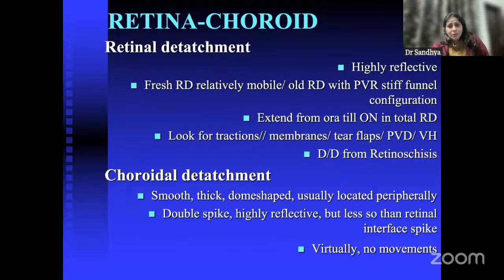And if we see the corresponding A-scan spikes, it will be a double spike. Typically, choroidal spikes are M-shaped spikes, the double spike. It is highly reflective, but a little less so as compared to the retinal spikes. And virtually there will be no after movements. When we do a kinetic sonography and ask the patient to move and then stop moving the eyes, the choroidal membrane will stop. They will not show after movements. They will be a little stiffer as compared to a PVD.